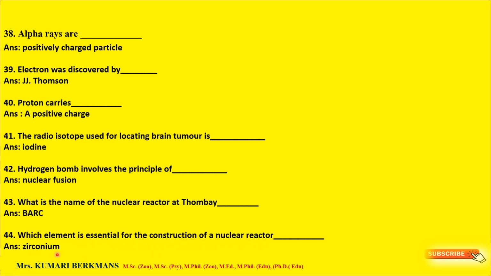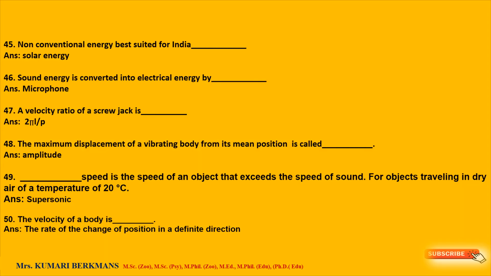Which element is essential for the construction of a nuclear reactor? It is zirconium. Next one. Non-conventional energy best suited for India. It is solar energy. Sound energy is converted into electrical energy by microphone. The velocity ratio of a screw jack is dash. It is 2πL by P.